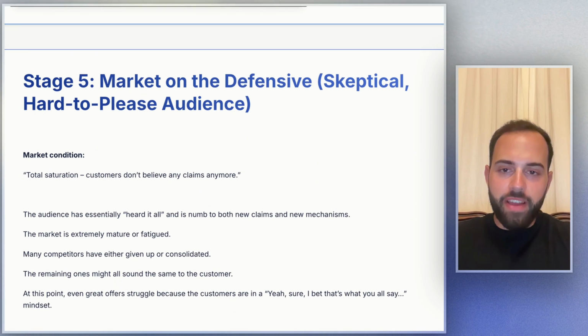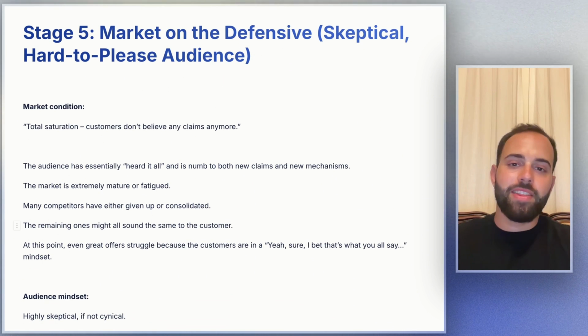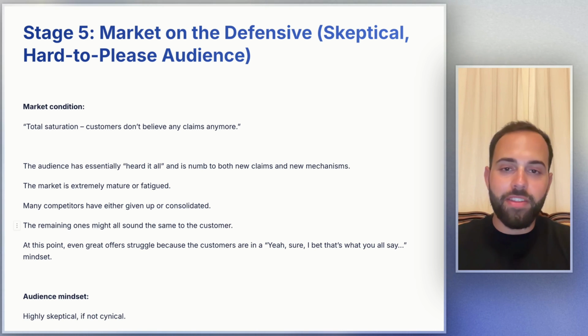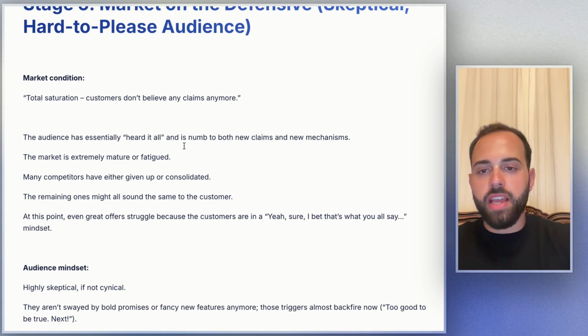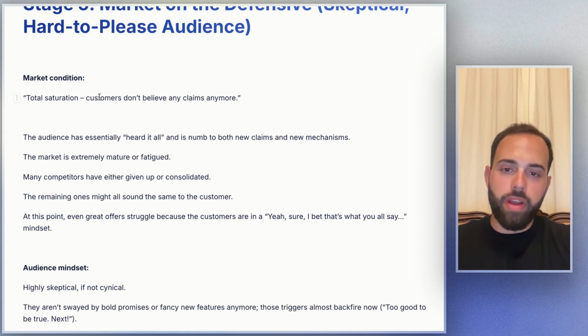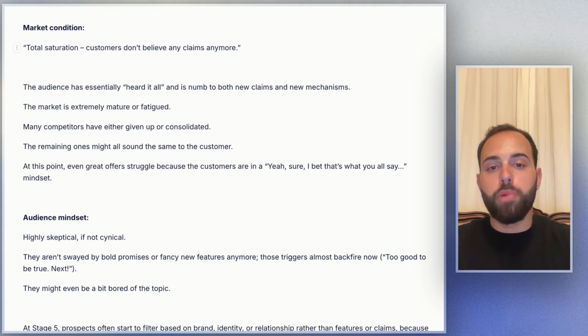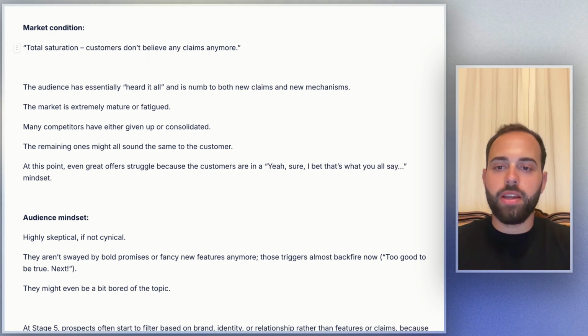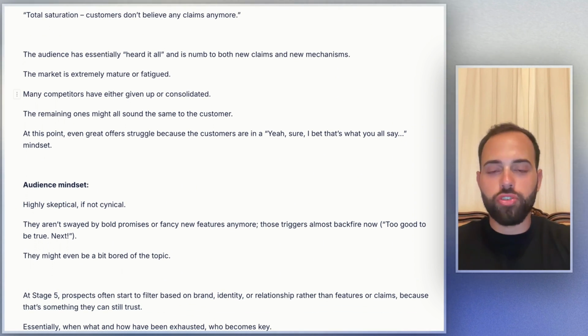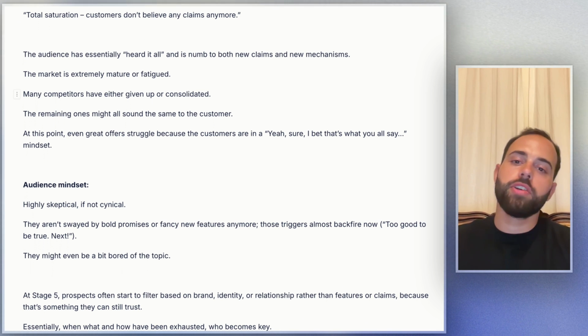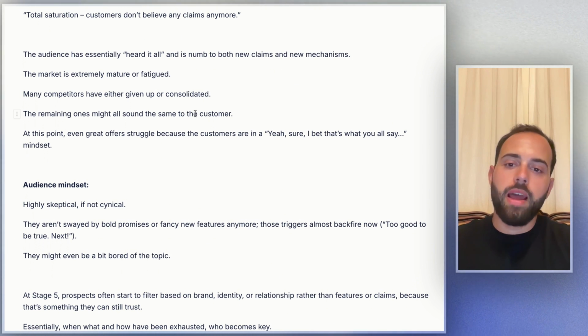Now, stage 5 and the final stage is the market on the defensive, meaning a skeptical, hard to please audience. So in this case, there is total saturation. Customers literally do not believe any claims anymore. The audience has essentially heard it all and they are numb to both new claims and new mechanisms. The market is extremely mature or fatigued. Many competitors have either given up or consolidated, and the remaining ones might all sound the same to the customer.